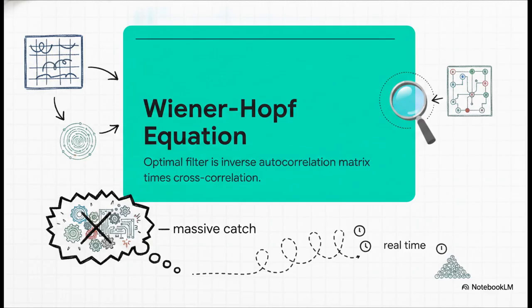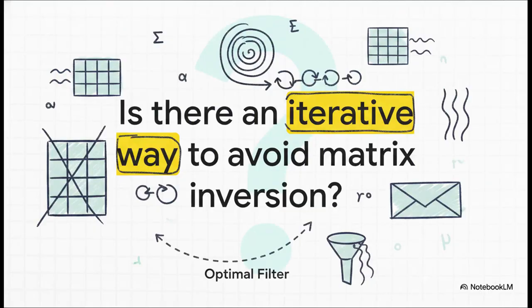However, there's a massive catch. To solve for those perfect filter weights, you absolutely must invert that autocorrelation matrix. That means solving a system of M equations with M unknowns. And let me tell you, when you are processing millions of data points in real time, that matrix inversion is computationally massive. Sometimes it's just not feasible. So we're stuck asking ourselves a very practical question.